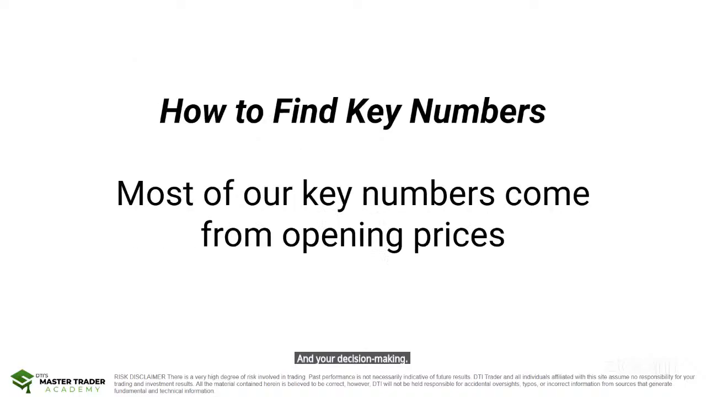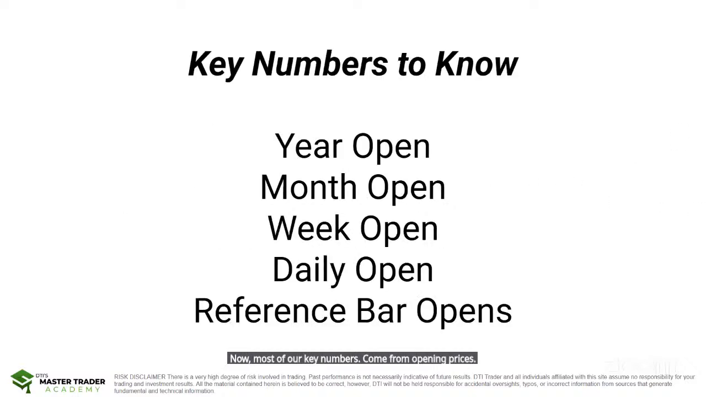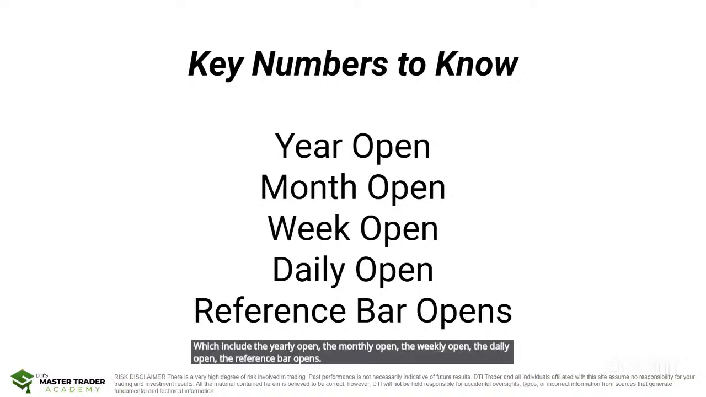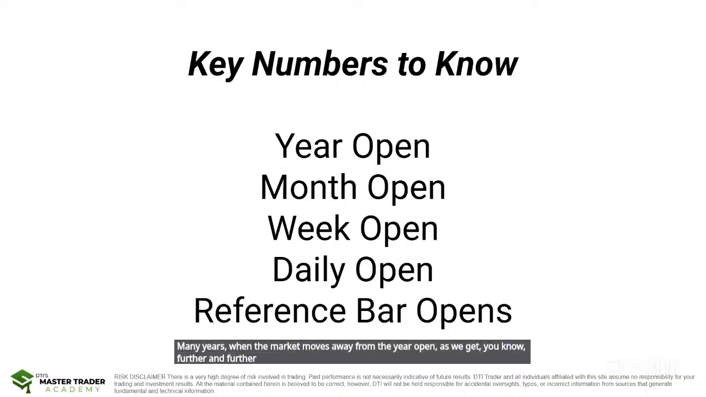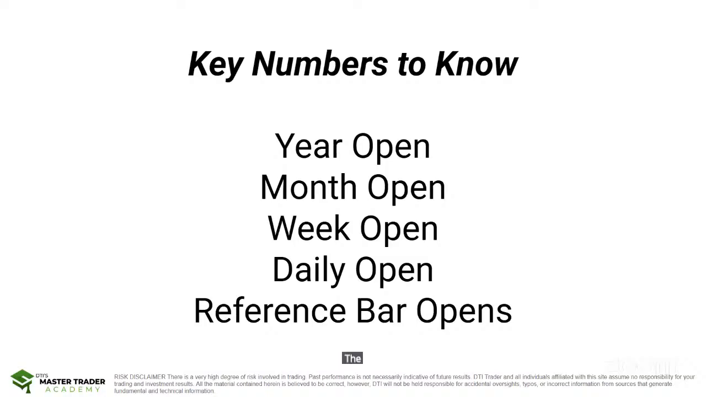Now, the second pillar, how to find key numbers. Most of our key numbers come from opening prices, which include the yearly open, the monthly open, the weekly open, the daily open, the reference bar opens. Now, the yearly open is very important when we start the year, and usually it stays important for the first quarter at least.